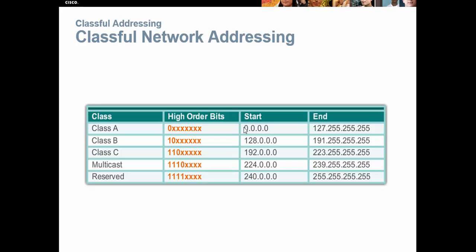Class C is 192.0.0.0 and ends in 223.255.255.255. 224.0.0.0 is our multicast, and then reserved we have 240.0.0.0 to 255.255.255.255.